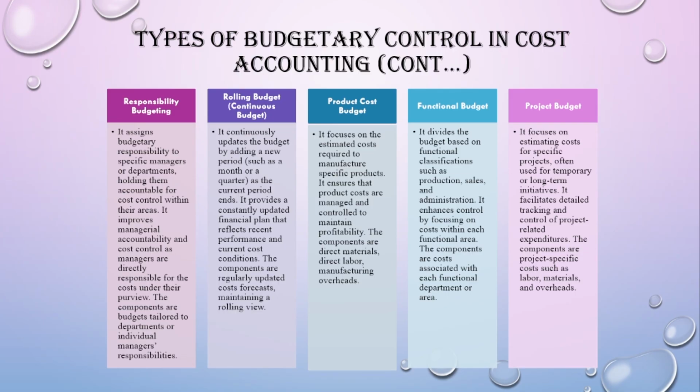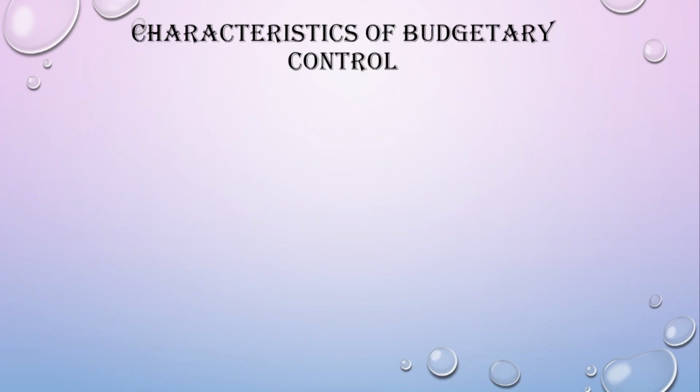Another type of budgetary control in cost accounting is the project budget. What is a project budget? It focuses on estimating cost for specific projects, often used for temporary or long-term initiatives. It facilitates detailed tracking and control of project-related expenditure. What are the characteristics of budgetary control?